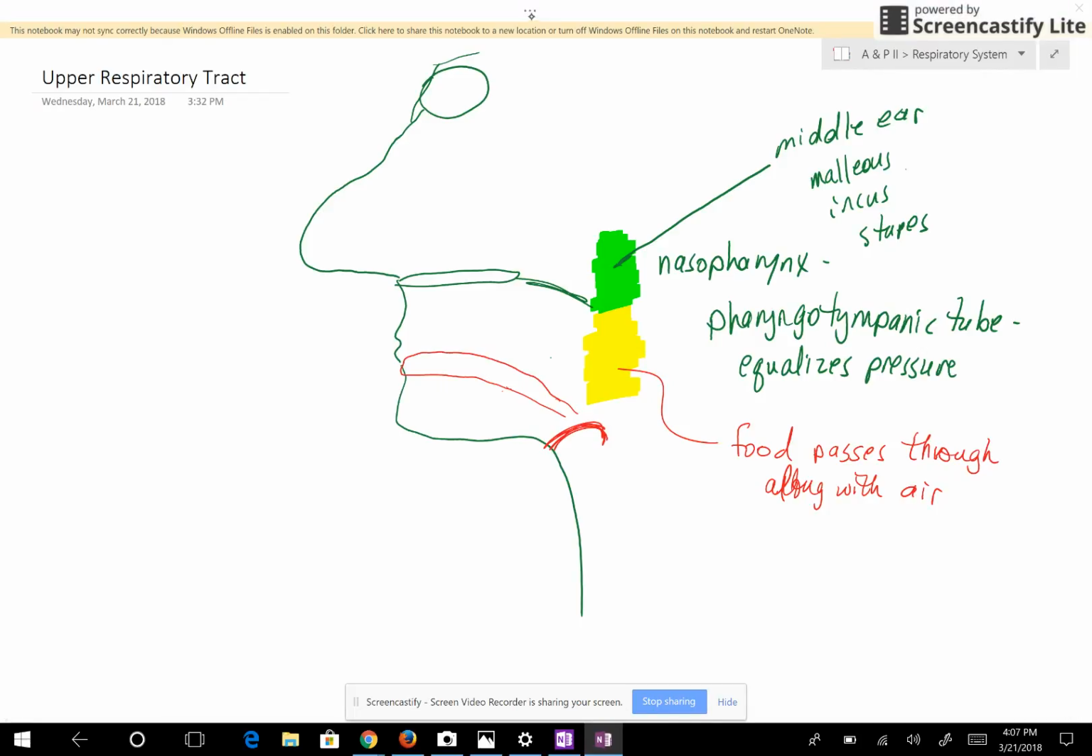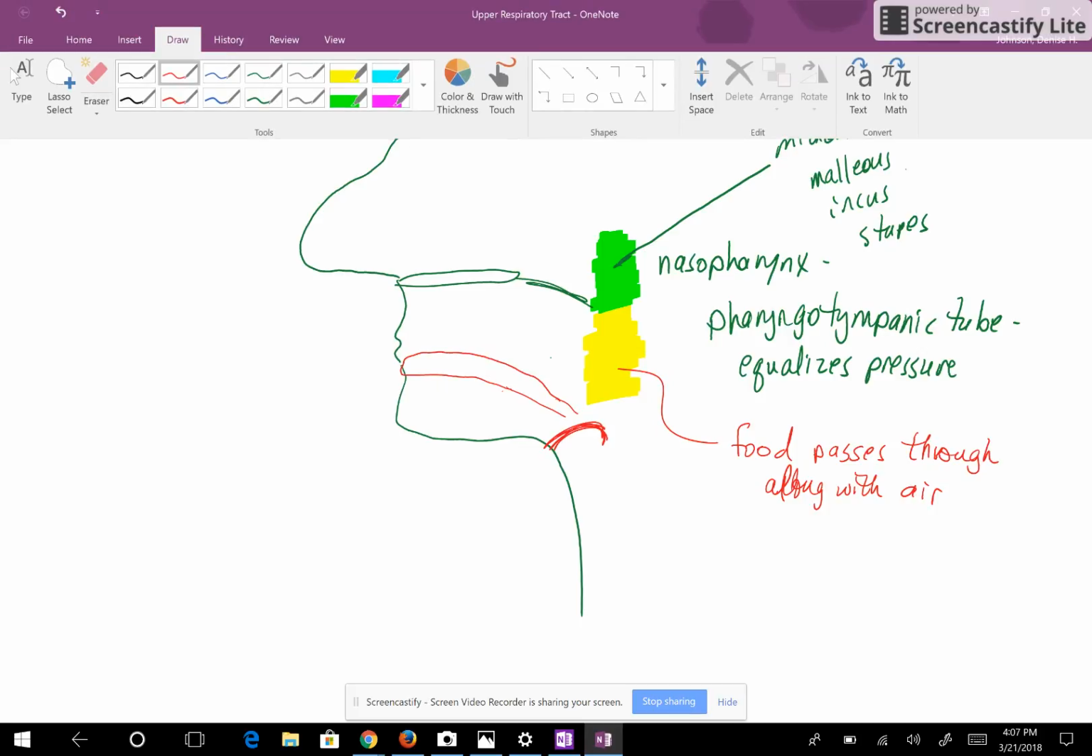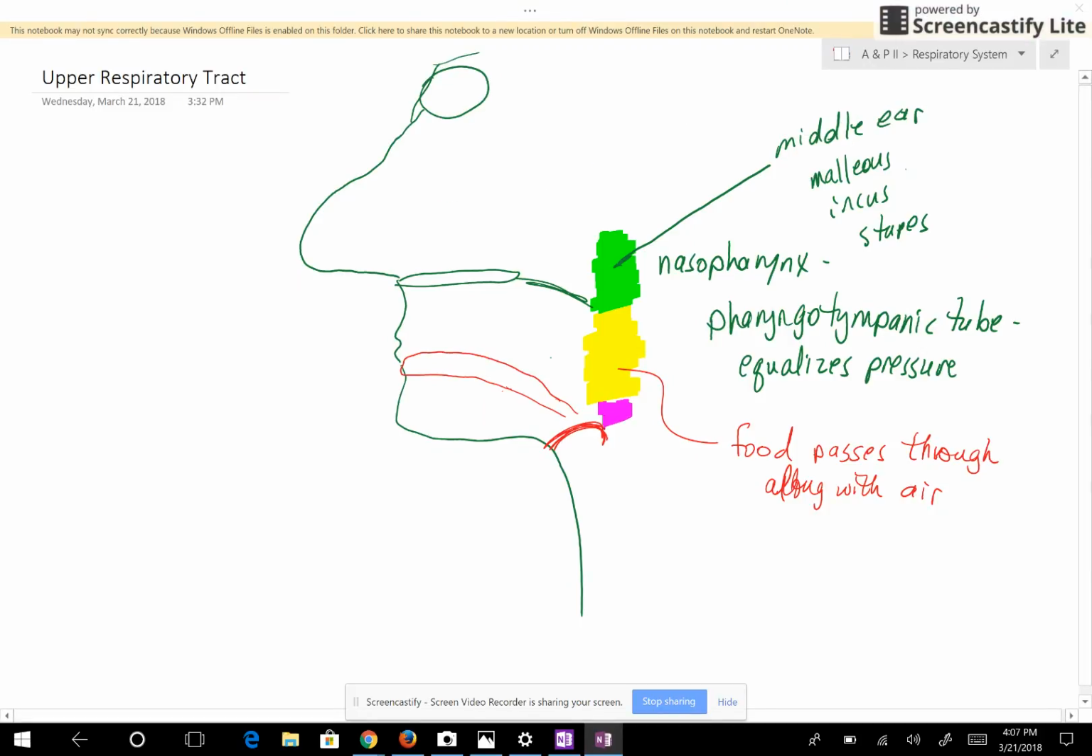So let's label some of this stuff. Let's go ahead and label this right here, the pharynx. Okay, so the third part of the pharynx is the laryngopharynx. The laryngopharynx is the inferior portion of the pharynx that is in contact with the larynx. So this right here would actually be the larynx and the vocal cords.